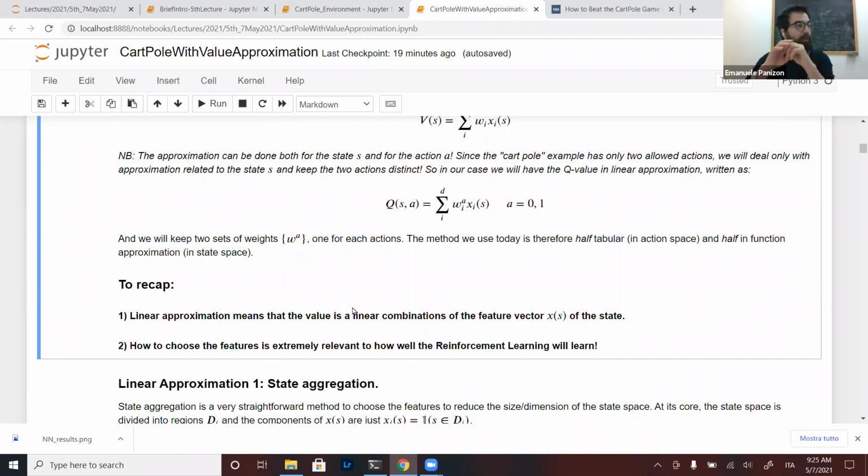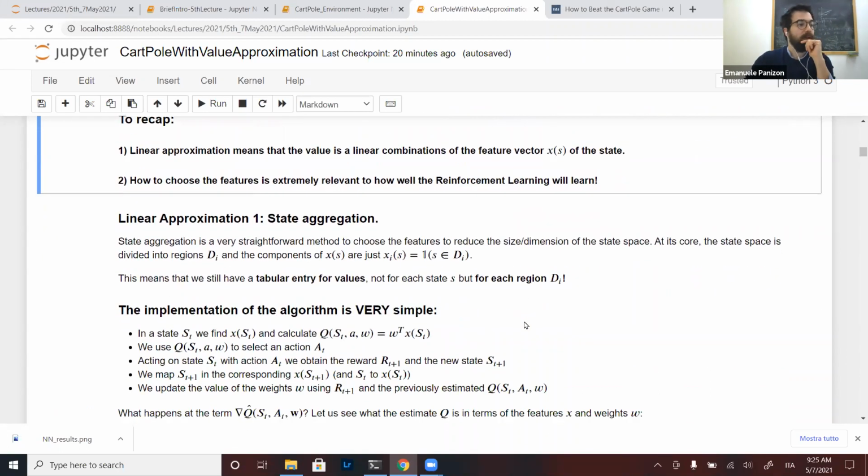Okay. To recap, the basic idea of linear approximation is that I have a state, I choose some features, and then the state has a feature vector in these features, for example, number of beds, number of rooms, etc. And the value is a linear combination of this feature vector x(s). The second thing we'll discuss briefly is that choosing the features is extremely relevant to how well the reinforcement learning will perform. Good. If you have questions so far. Okay. Then we will deal with the simplest linear approximation, conceptually at least, which is state aggregation.